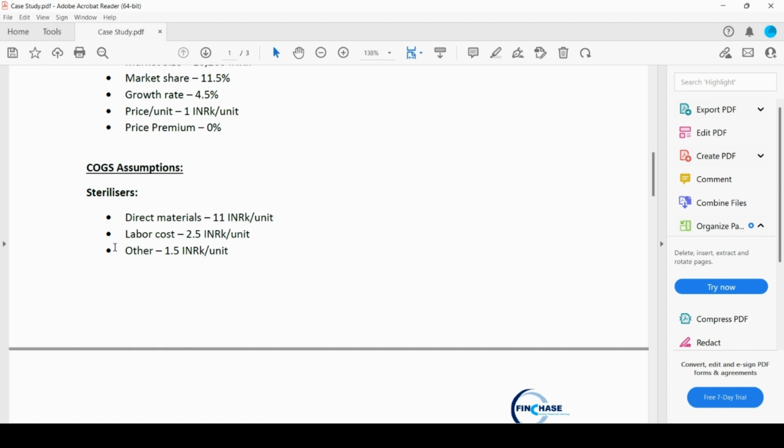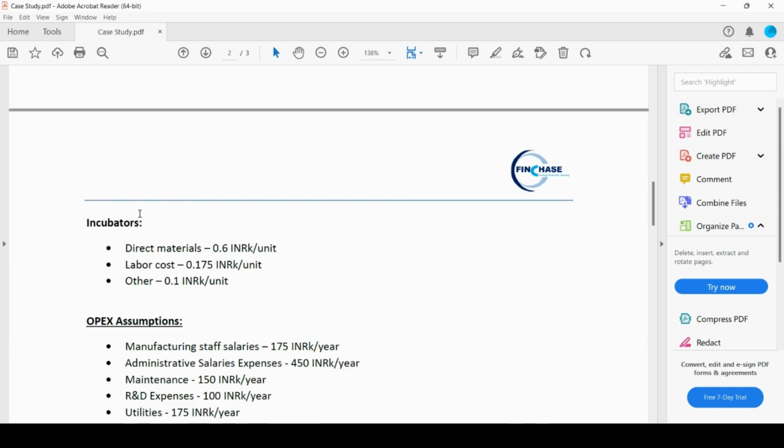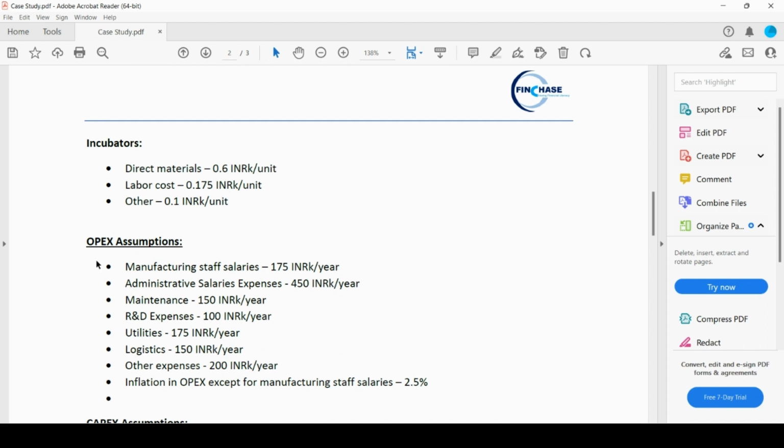So here, look, direct materials we have 11,000 INR per unit for sterilizers. Labor cost we have 2.5 thousand INR per unit, and there are some other costs which is 1.5 INR thousands per unit. Then we have the same for incubators as well.